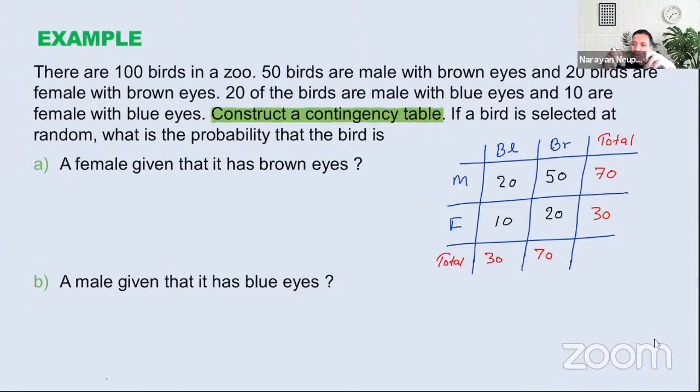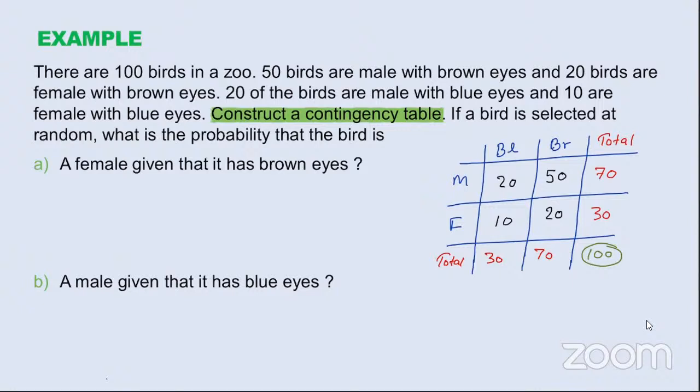So in the mastery exercise, if the contingency table is given without total, make sure you find the total by yourself. So here, if you add 70 plus 30, that is 100. That is the total number of birds in the zoo. It's already given. So before I answer these two questions here, do you have any question on this contingency table?